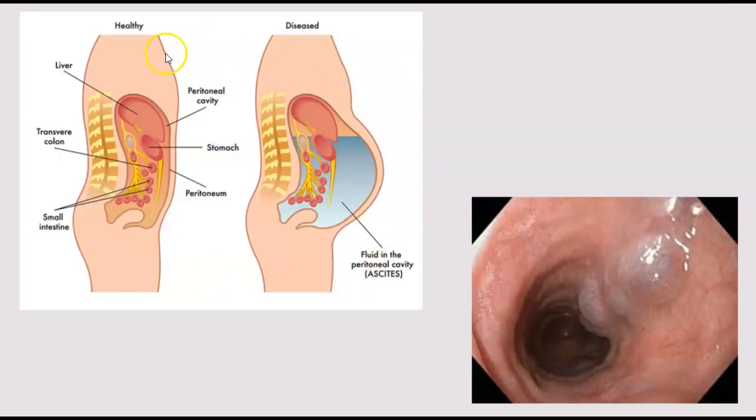Here is a picture of ascites that you will see. So this distended abdomen is because there's fluid in that peritoneal cavity. And then here is an endoscopic picture of an esophageal varice right here. So you can see that anything that's going to increase that pressure would make it easy for this to pop.